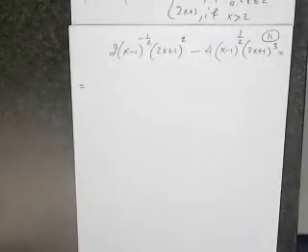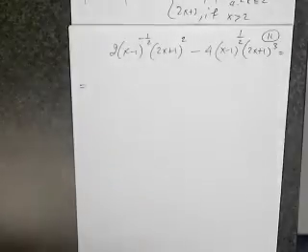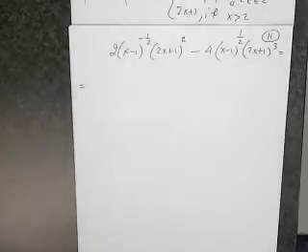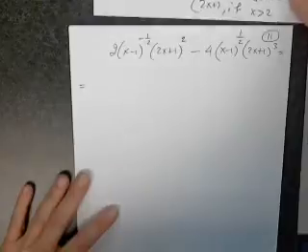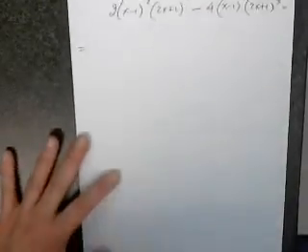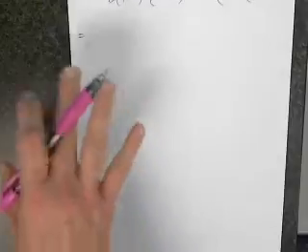So 2, quantity x minus 1 raised to negative 1/2, then quantity 2x plus 1 squared, minus 4, quantity x minus 1 raised to 1/2, and 2x plus 1 to the third. No secret, a problem like this will be on the test. And yes, the requirement here will be simplify by factoring.